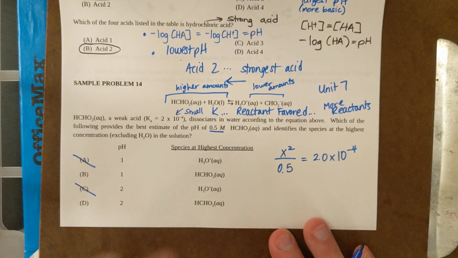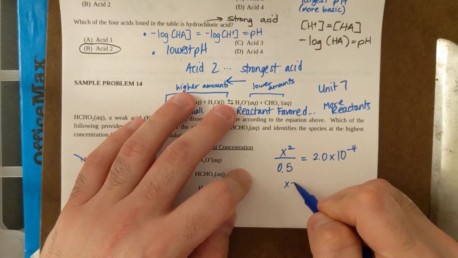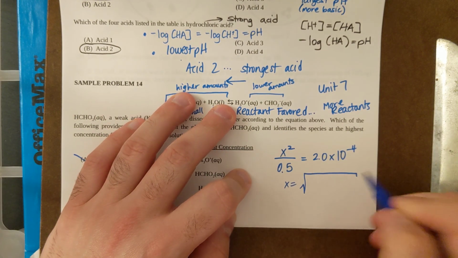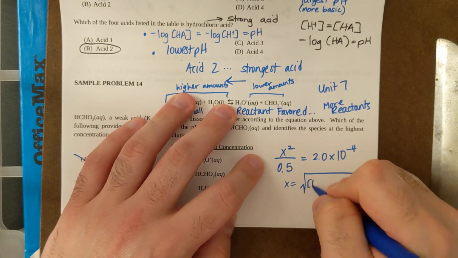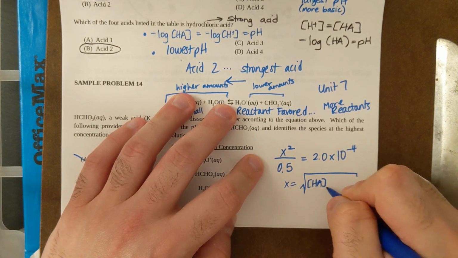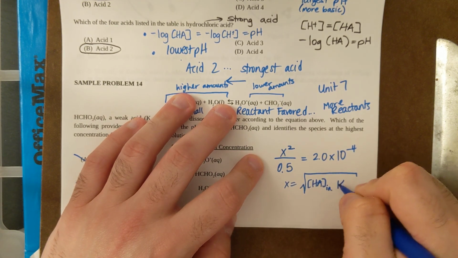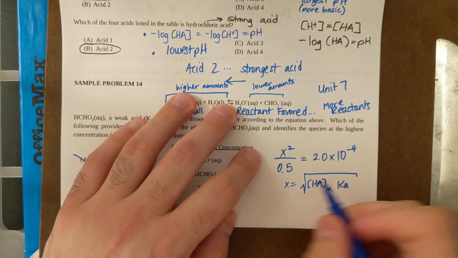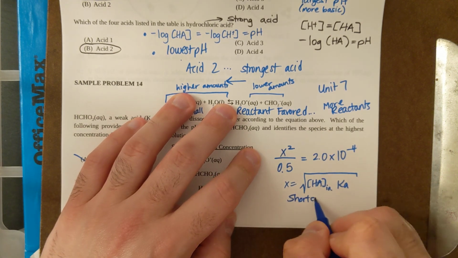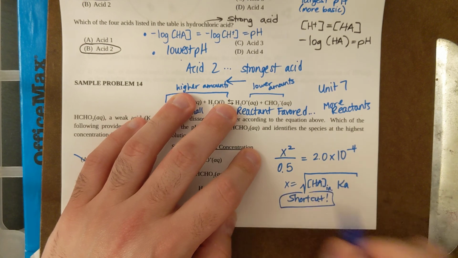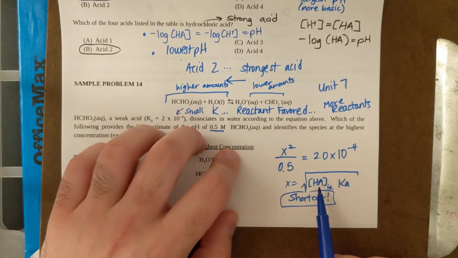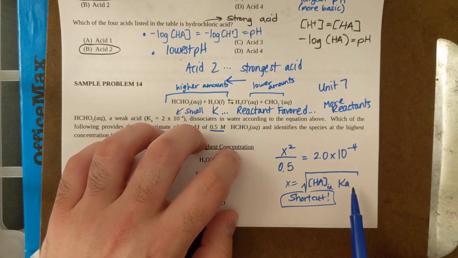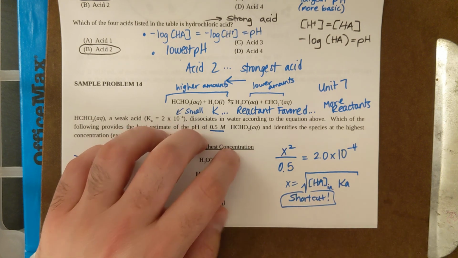And then basically, it ends up being x is equal to the square root of your initial concentration of HA times your Ka. And this is a shortcut. If I want to solve for the value of x, I basically will take my initial concentration of HA, multiply it times Ka, and take the square root of that.